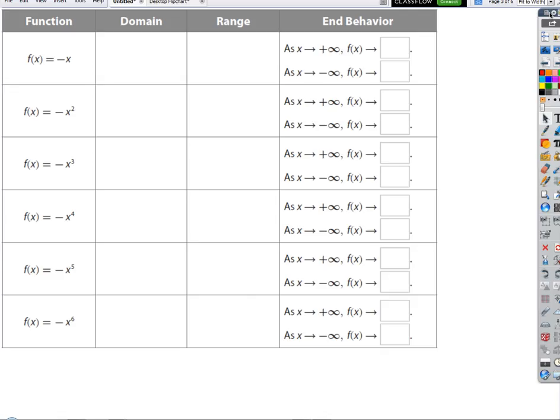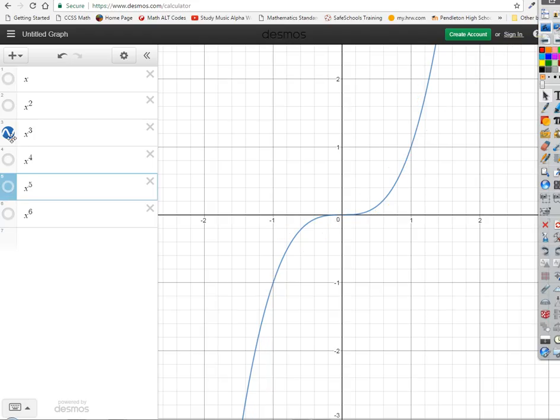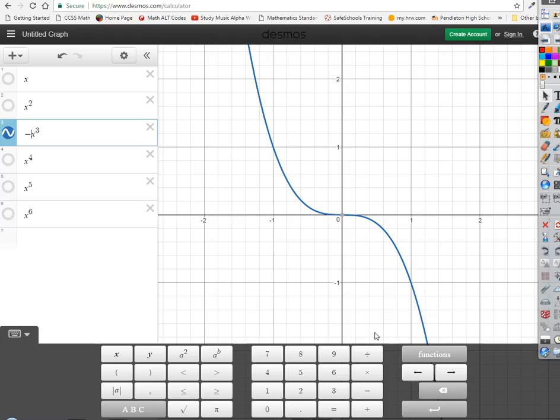Make a prediction for me in Desmos here. For example, let's just look at x cubed. If I put a negative in front, what's it going to do? It's not going to shrink it. What do you mean by that, Tyler? Flip it over what? Not the y-axis. I can see it's going to look kind of like it did that, but it's not doing that. It's flipping it over the x-axis. It's going to reflect it over the x-axis.